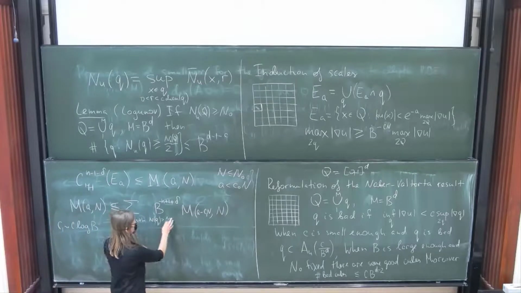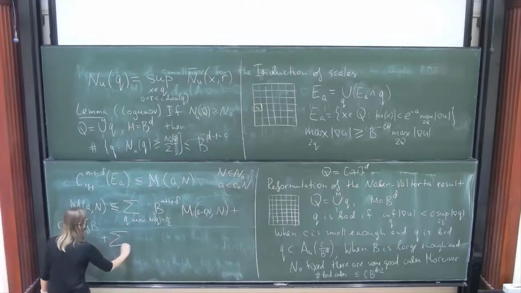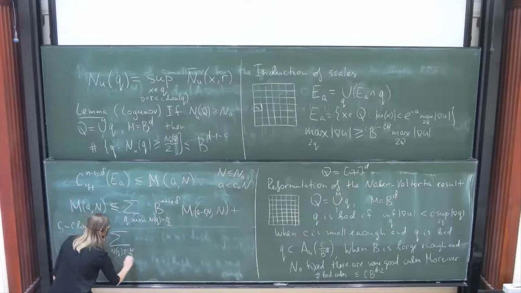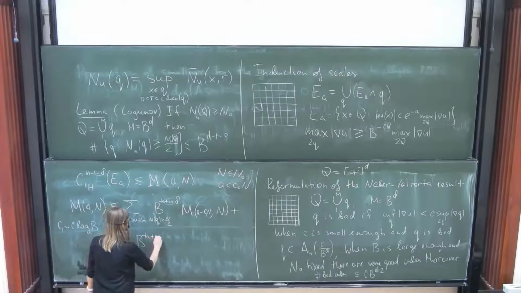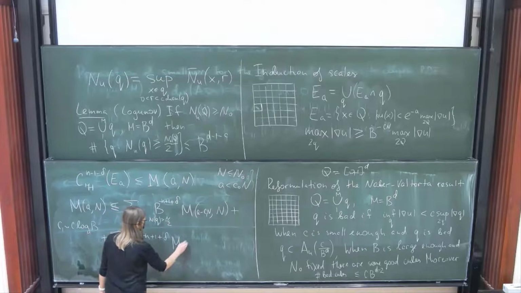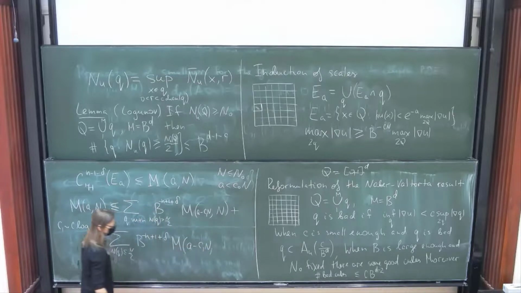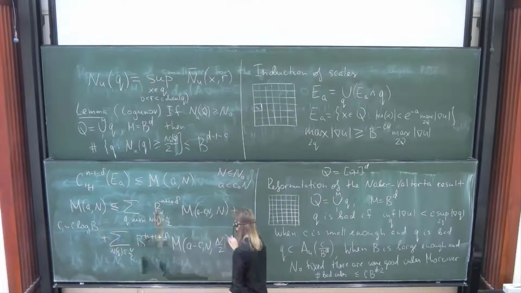But fortunately, I don't have too many of those terms. And then I have a sum where n of q is less than n over 2. Once again, this normalizing factor. This is still the case, but here I can put n over 2.